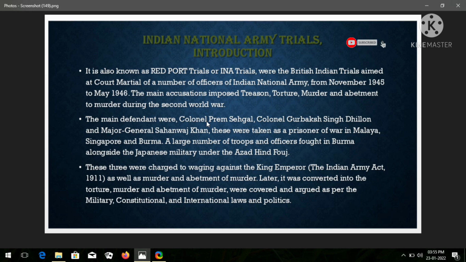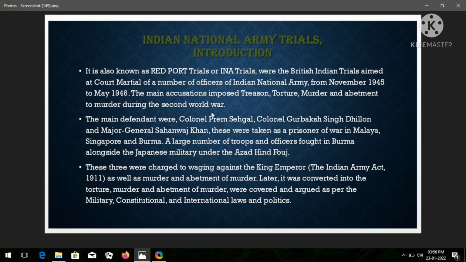After the Second World War, the British Raj in India detained and arrested Indian soldiers and imposed allegations on them of treason, torture, murder, and abetment to murder during the Second World War. Why did they impose these allegations? Because when they saw that they were losing the war against the Japanese army, they ran away, and all the Indian soldiers were left alone in the war, and anyhow managed to survive the very bad conditions.